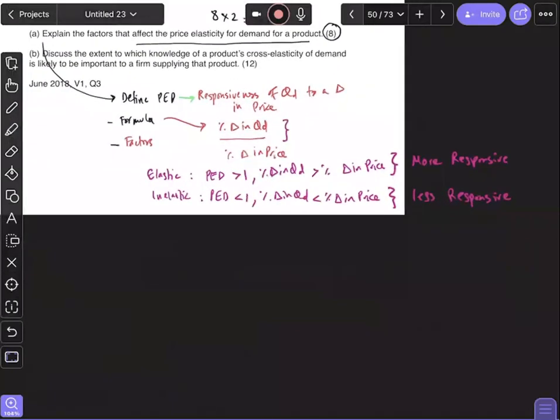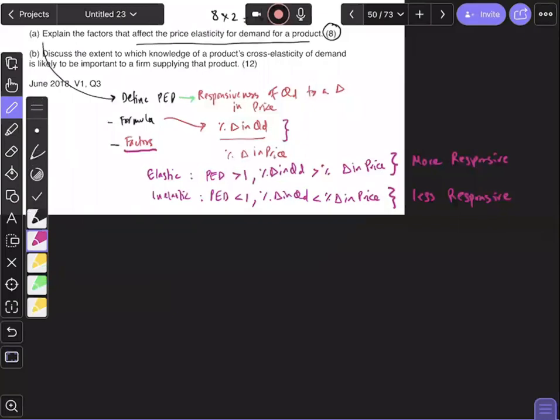Then we talk about the factors. What are the factors that affect elasticity of demand? If I could quickly ask you guys, what are the factors that affect PED? Anyone who can tell me that? Sir, the type of product, like whether it's a luxury good or a normal good. Okay, that's one thing. Anything else? Price of the product. Price of the product, that's not really a factor, no?